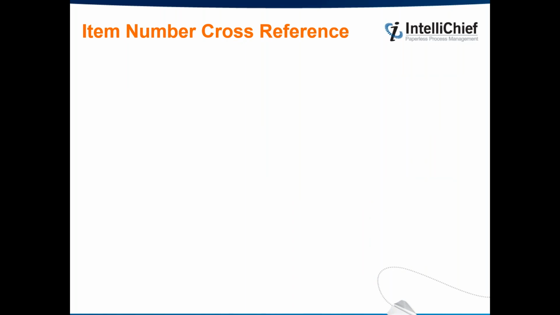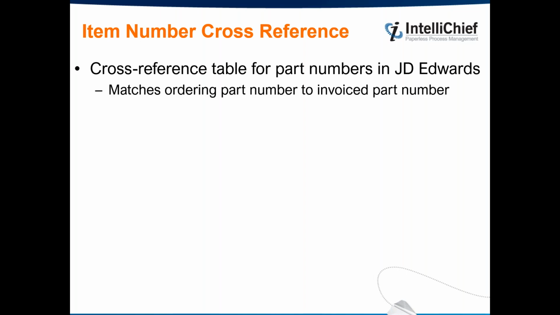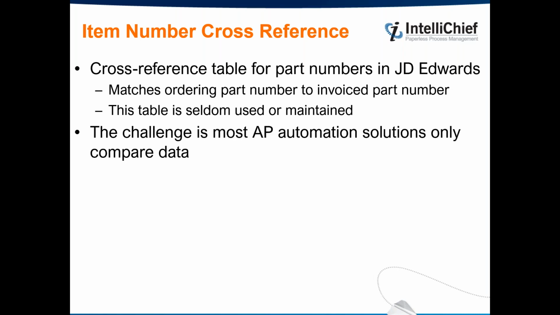Second challenge we mentioned was the item cross-reference, right? So that item cross-reference table that you have in JD Edwards for part numbers, so that you can match your part number with the suppliers when you order the same widget or part, whatever it is, right? But what we find is a lot of companies out there are not maintaining that, updating it, maybe not even using it at all. So I would ask you that question, are you maintaining that table?